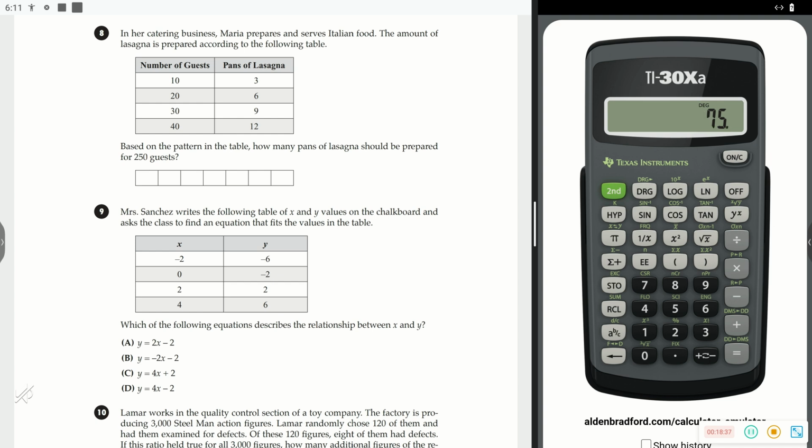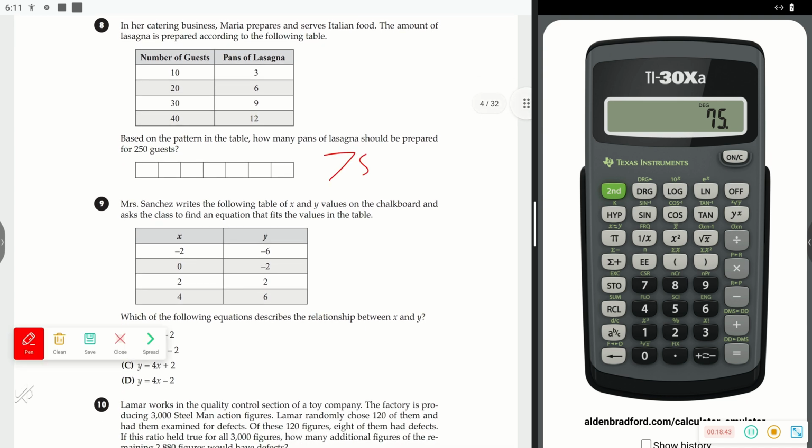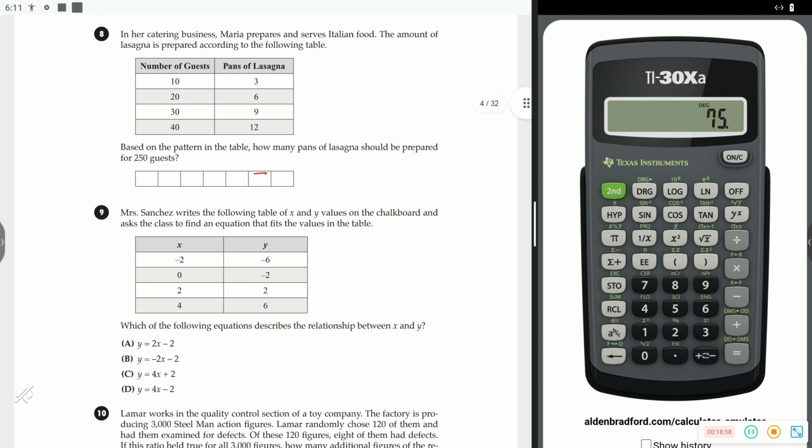So it equals 75. It did clear, and I'm not exactly sure why, but we do know that the answer is going to be 75. Let me just double check that that is the right answer. Yeah, it was going to be y equals 75. So in your box, it just says, based on the pattern, how many pans of lasagna should be prepared? The answer was 75.